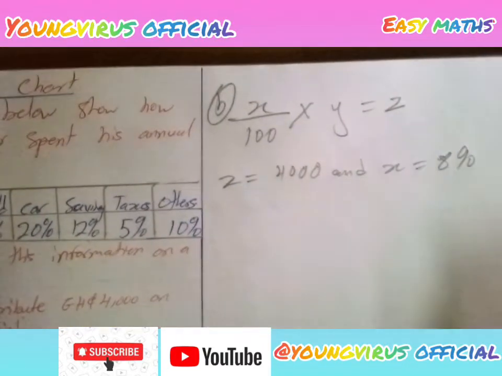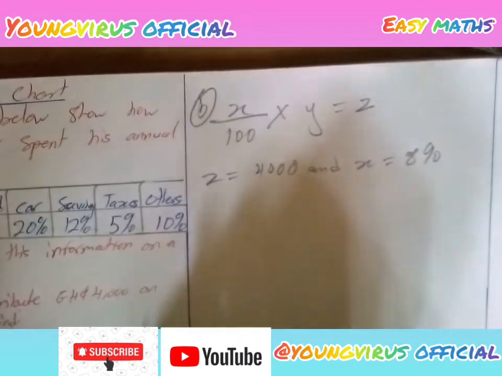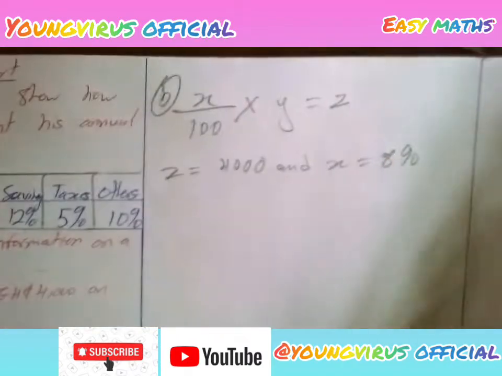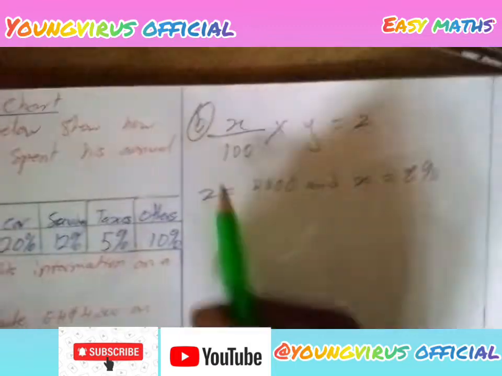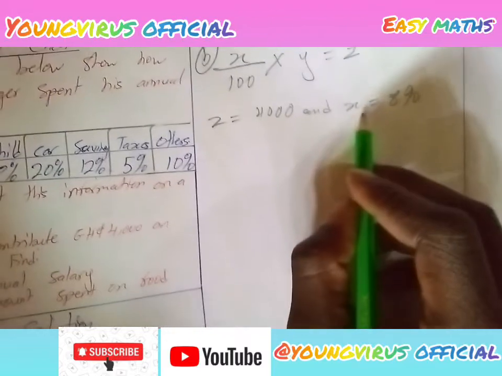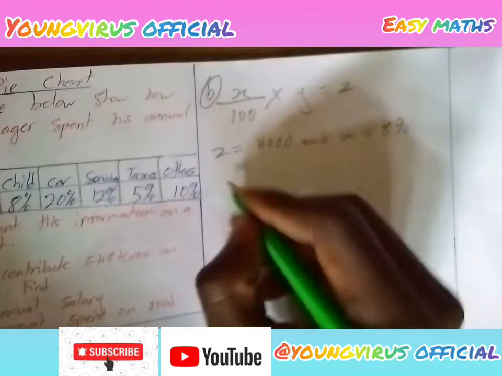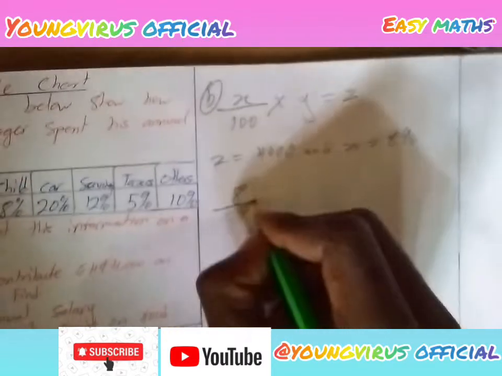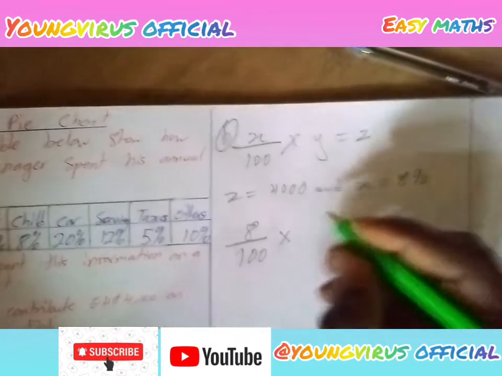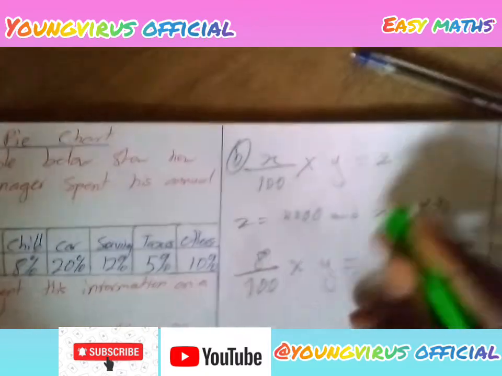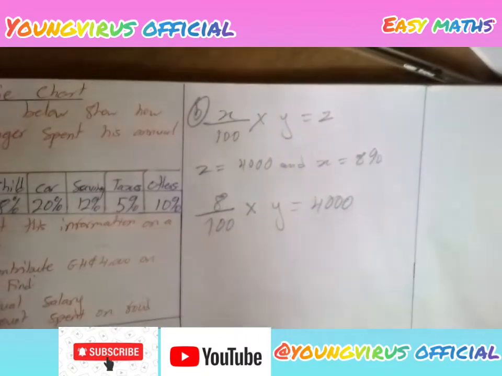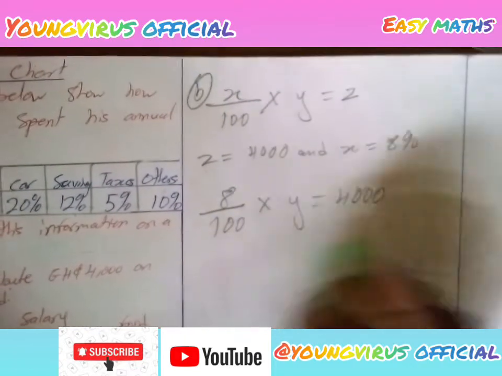In that case, we have to solve for y. Since we know z and we know x, we have to solve for y. So solving for y, let's fix the values of z and x into the equation here. We know x being 8 over 100 times y is equal to z, which our z happens to be 4,000. In that case, let's make y the subject, but we have to solve first.